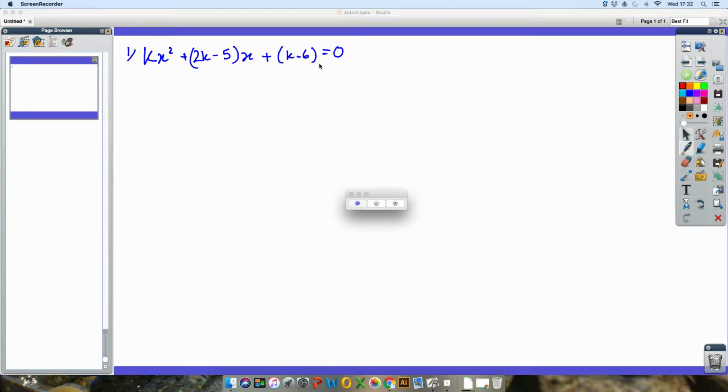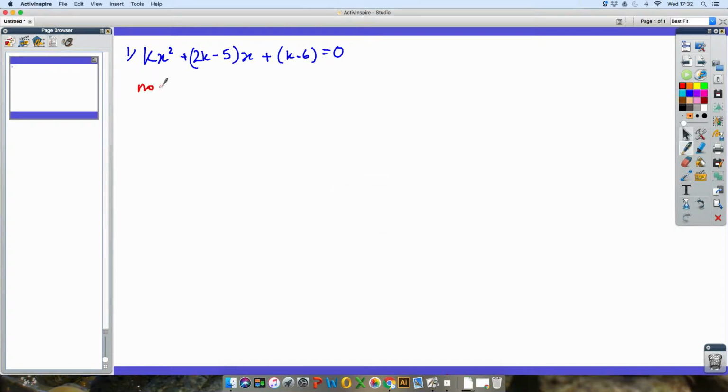Question 1. It says in the question that it's got no real roots. As soon as you see that, you're thinking, oh, what's Miss been on about again? No real roots, discriminant has to be negative. Go back and look at what your A, B, and C are.